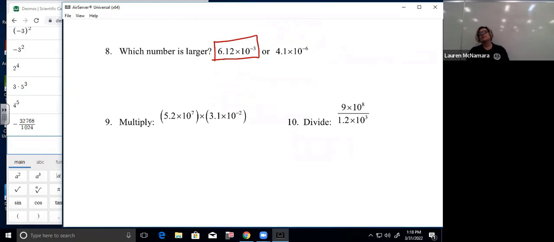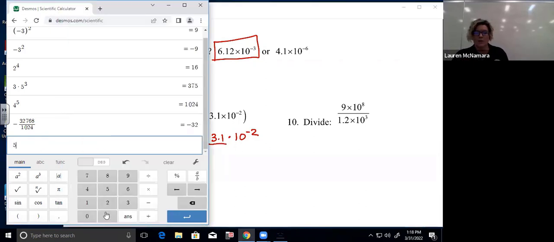When you're dealing with scientific notation and you want to multiply or divide, can you use your rules of exponents? Absolutely. Everything that's happening in example 9 is multiplication. So I have 5.2 times 10 to the 7th times 3.1 times 10 to the negative 2. I'm going to multiply my two numbers together: 5.2 times 3.1.